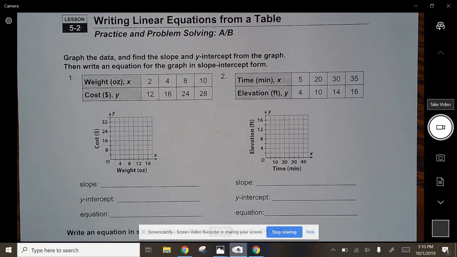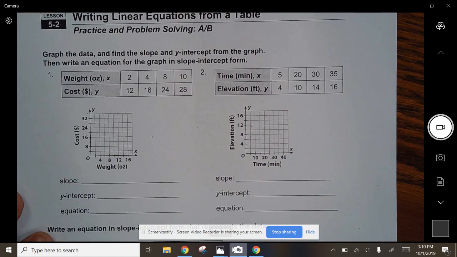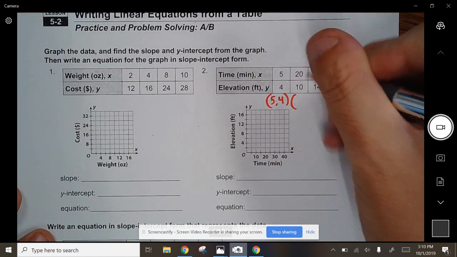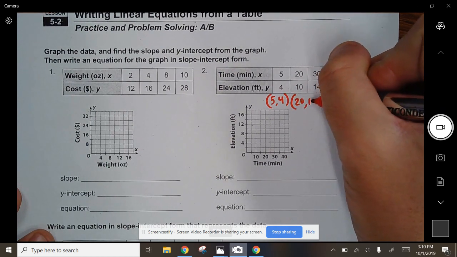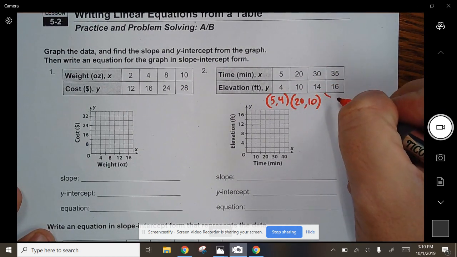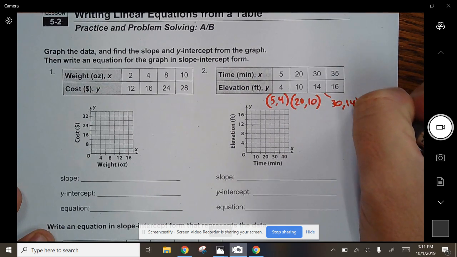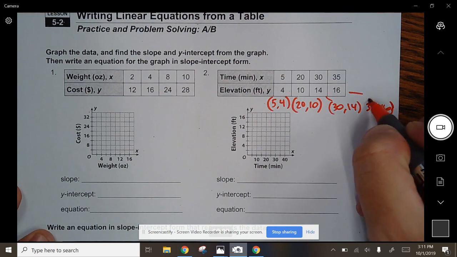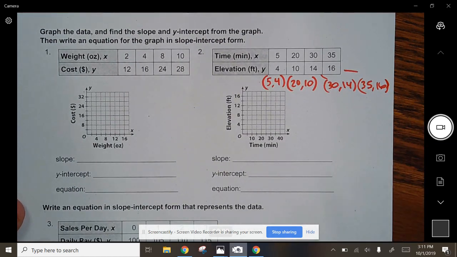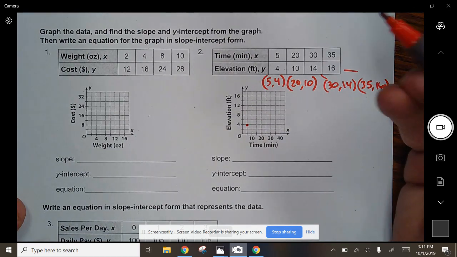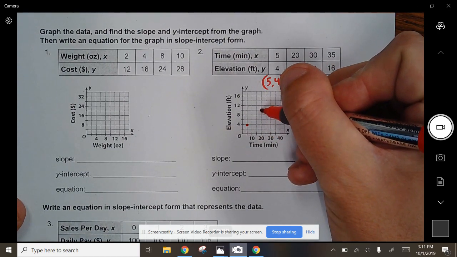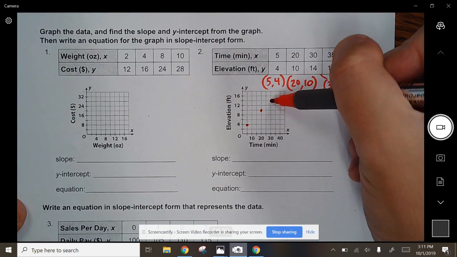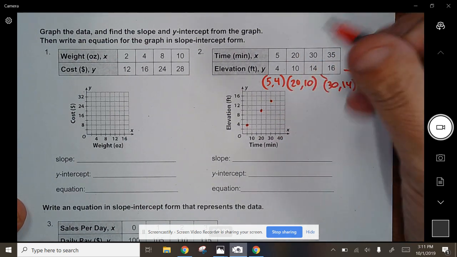All right, so we're going to go to number 2. We already did number 1 in class. Make sure you plot. This is 5, 4; over 20, 10. This one is 30, 14 and 35, 16. All right. If I'm going over 5, up 4, plot those points. Over 20, up 10. Over 30, up 14. And over 35, up 16.